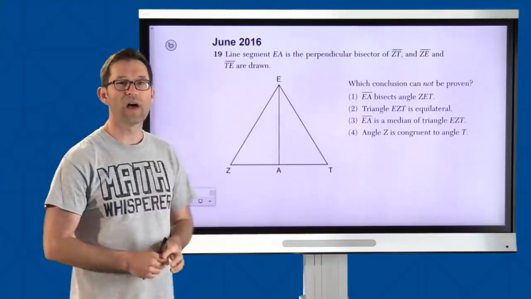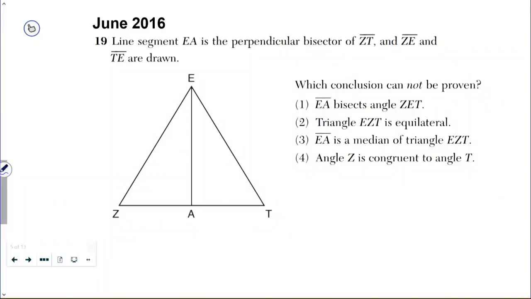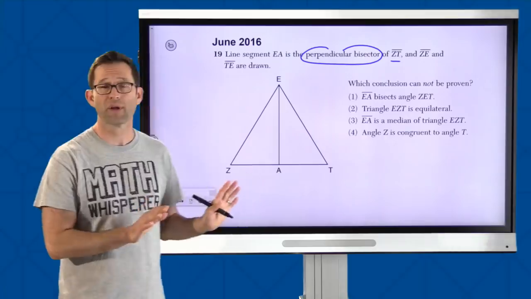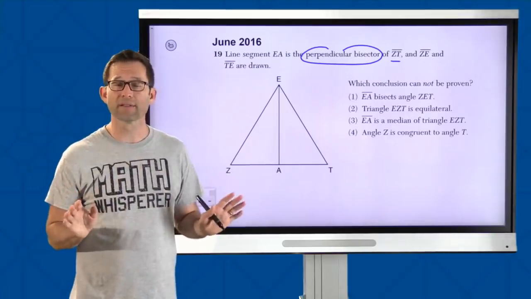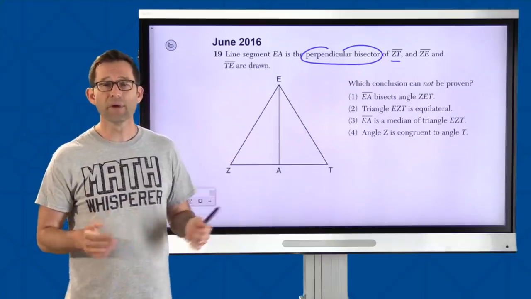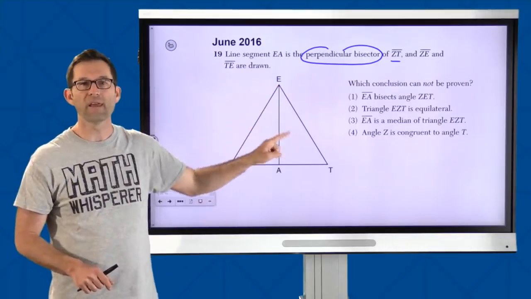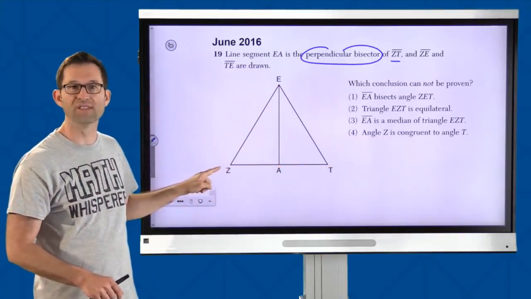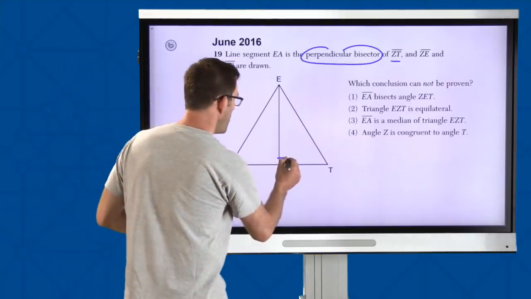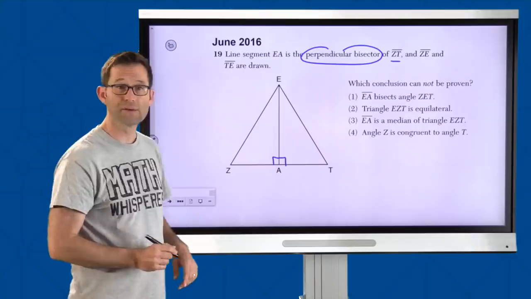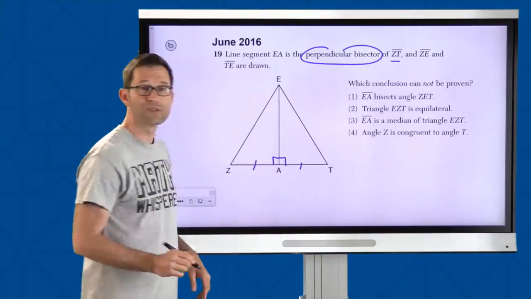I like this one. June 2016, number 19. Line segment EA is the perpendicular bisector, very important term, perpendicular bisector of ZT. And ZE and TE are drawn. Which conclusion cannot be proven? So this is actually a very, very important diagram. You should have seen this diagram a fair amount of times in your geometry class, right? And the reason why is it kind of gets into isosceles triangles, and here's what I mean. We're told that EA is the perpendicular bisector of ZT, which means two things. Number one, these two angles are right angles, and number two, these two sides are equal.